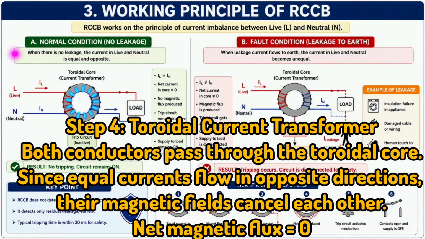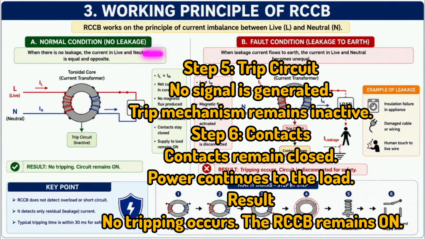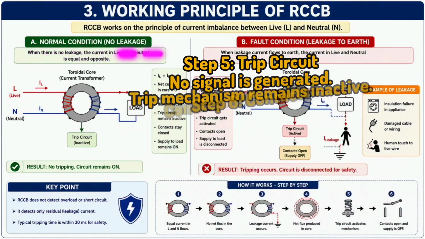Step 4. Toroidal current transformer. Both conductors pass through the toroidal core. Since equal currents flow in opposite directions, their magnetic fields cancel each other. Net magnetic flux is equal to 0. Step 5. Trip circuit. No signal is generated. Trip mechanism remains inactive. Step 6. Contacts. Contacts remain closed. Power continues to the load. Result: no tripping occurs. The RCCB remains on.